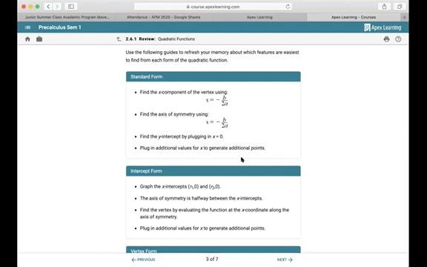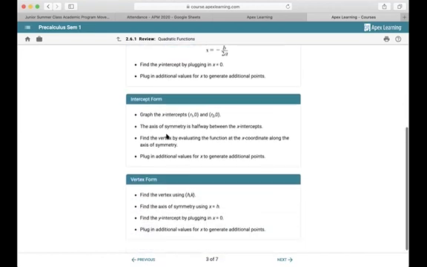And the one they missed here, because we've talked about it a whole lot, is how to get the x-intercepts. So getting the x-intercepts would be setting y equal to 0. That's how we would get the x-intercepts. Same thing we've been talking about a lot in pre-calc.